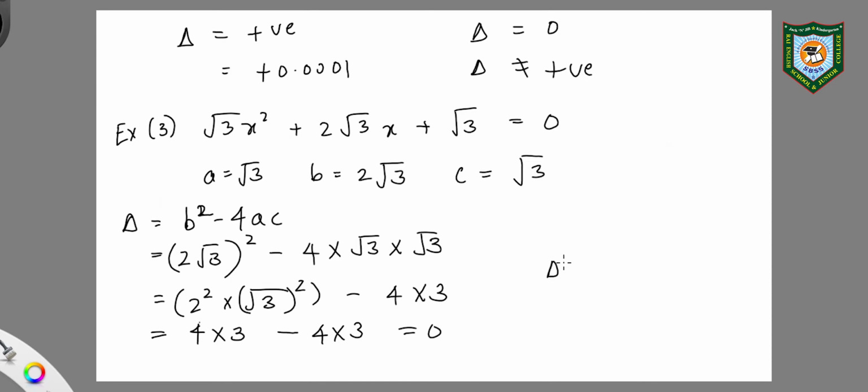That means delta is equal to 0, which implies roots are real and equal, sorry. Because we have delta 0, that means roots are real and equal.